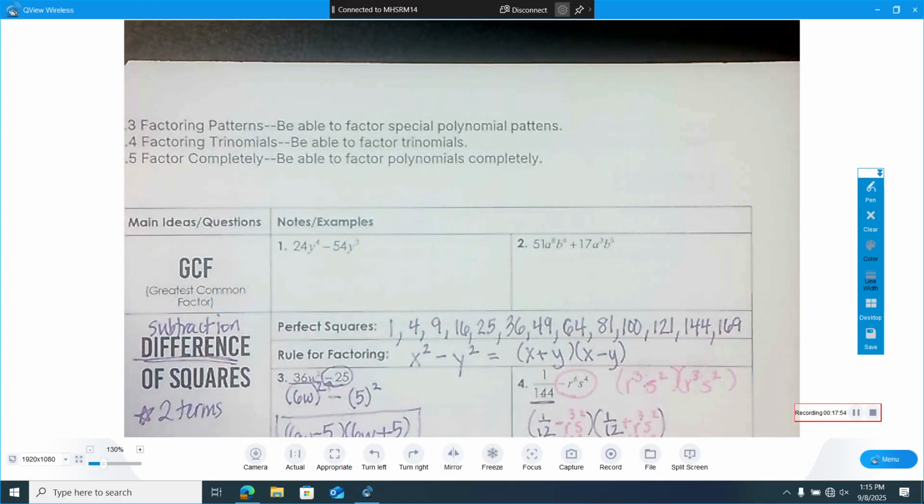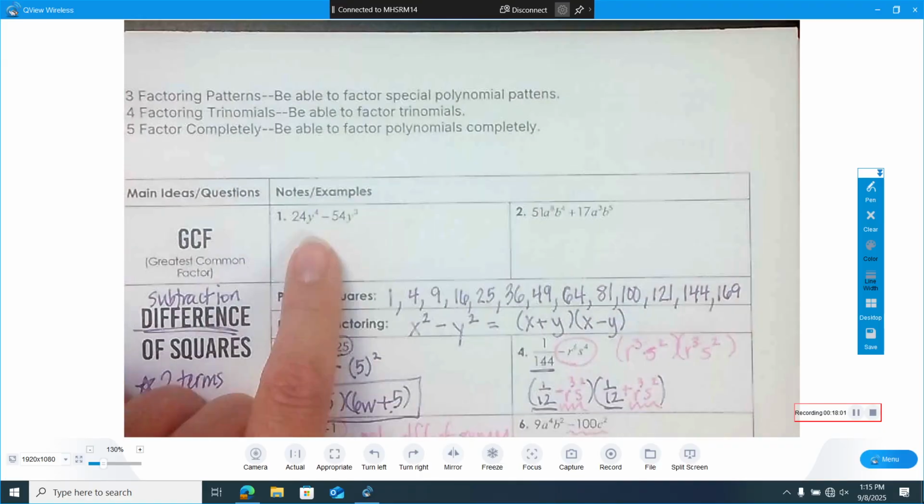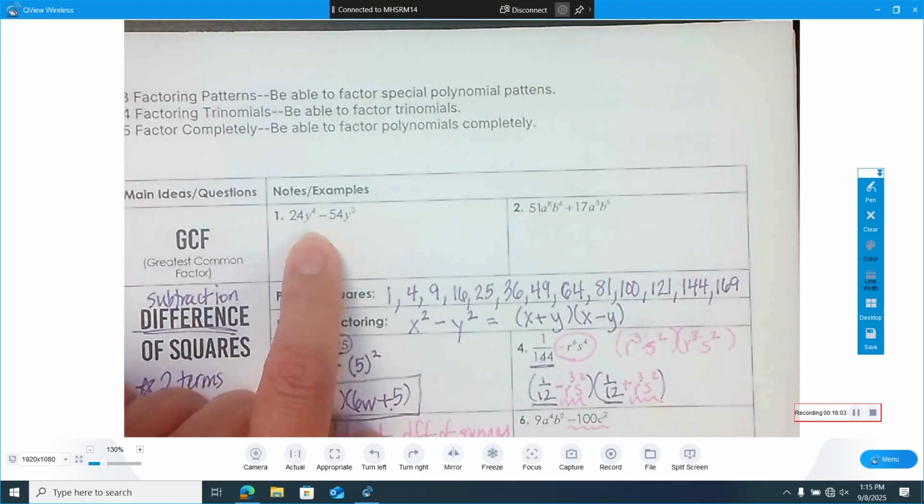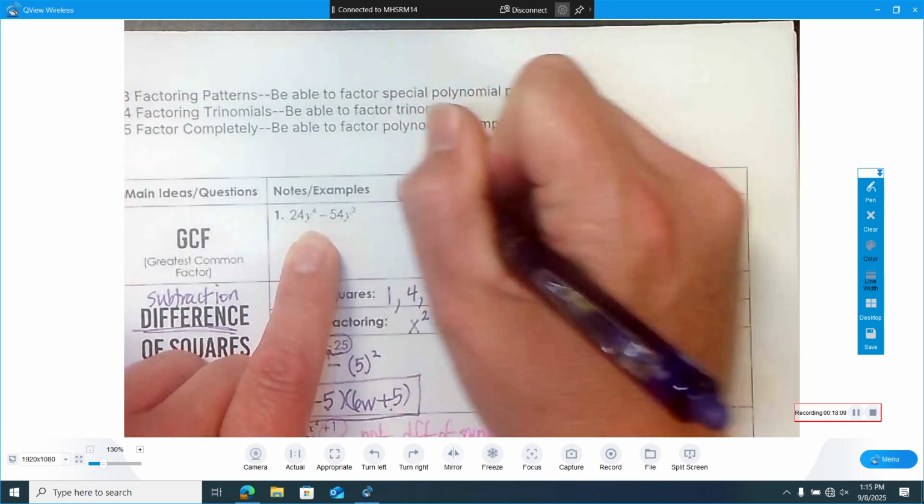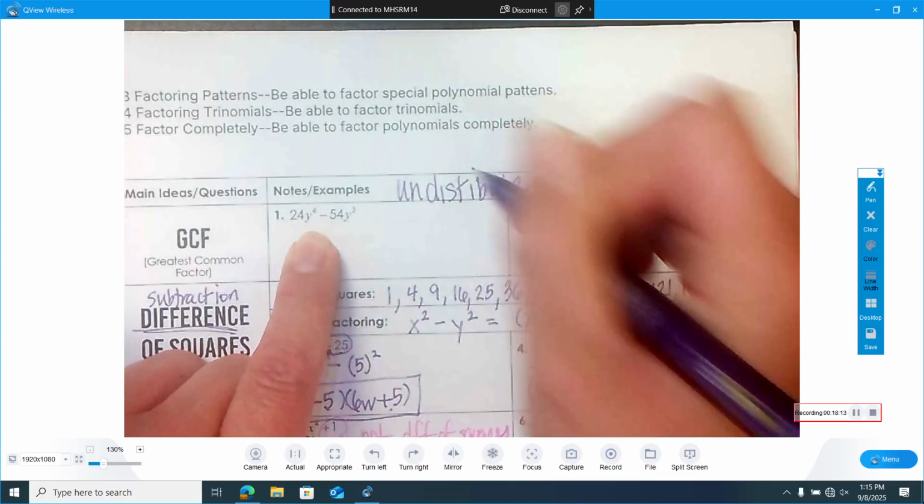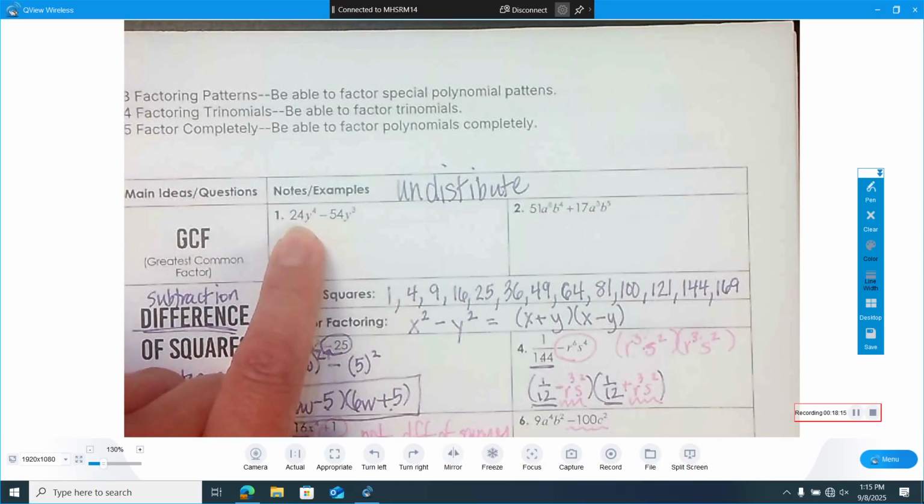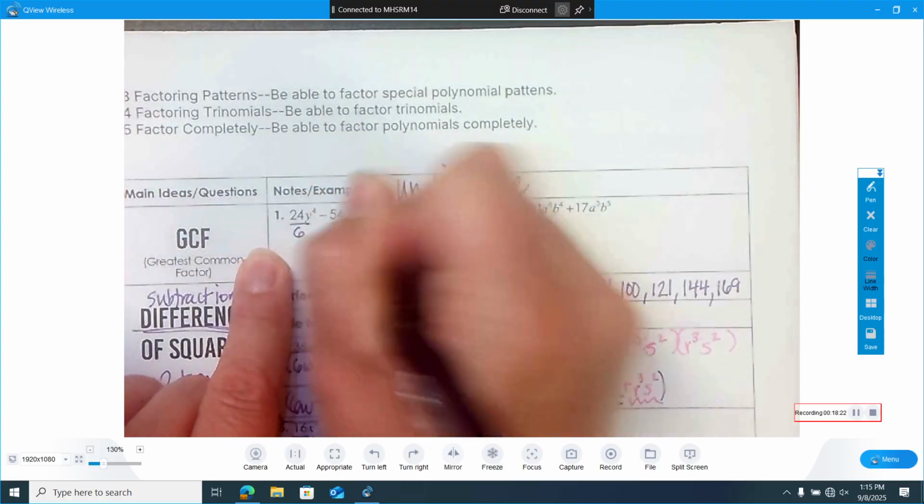Okay. Let's go back up to GCF. GCF stands for greatest common factor. We need to look at these numbers and say, hey, what can I undistribute? Undistribute is what we're doing. What number can I divide both of these by? 6. All right, I can divide both of these by 6.